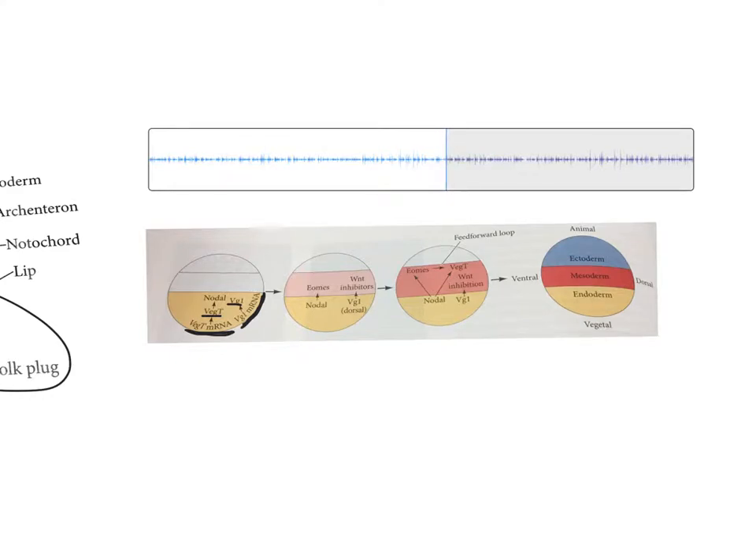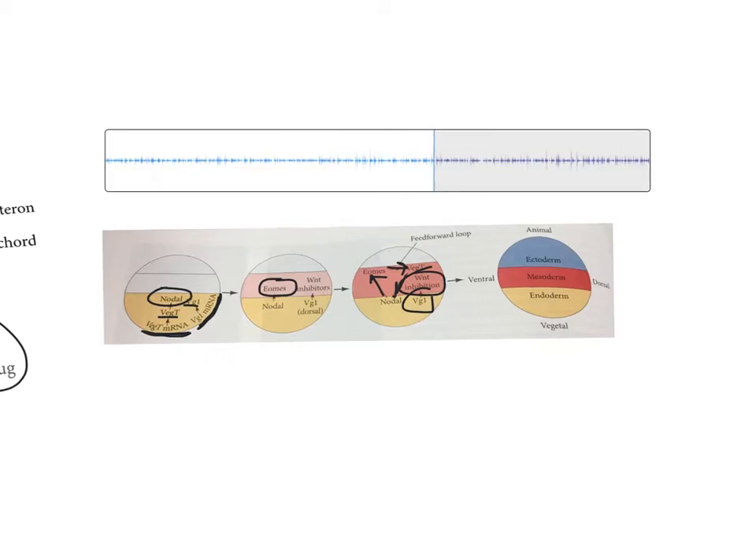VegT activates the paracrine factor Nodal, and Nodal activates Eomes in the presumptive mesoderm cytoplasm, which activates mesodermal VegT, starting a positive feedback loop specifying that cytoplasm as mesoderm. On the dorsovegetal side, we have Vg1 protein, which inhibits Wnt.